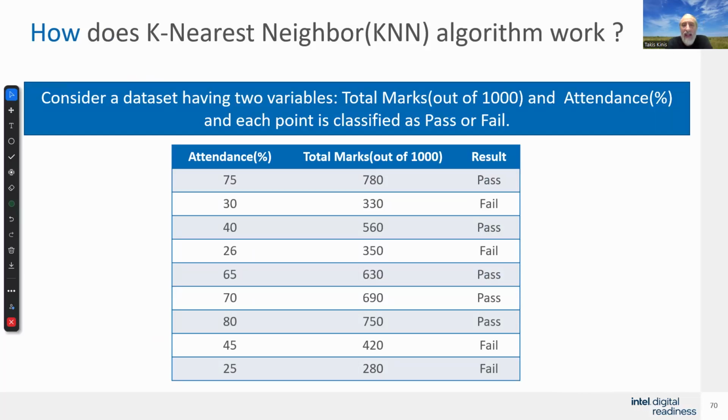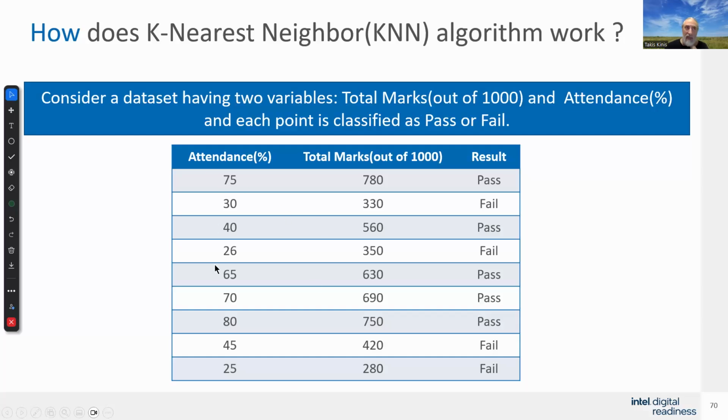It says, consider a data set having 2 variables, total marks out of 1,000 and attendance percentage, right? And then each one is classified as a pass or fail. This is kind of interesting. I don't know if these numbers are accurate, but I see it, right? When I look at a student who shows up every week, they tend to succeed at a much higher rate than those that don't. Well, you heard what you're supposed to do. You did the stuff, you went to class, et cetera. So that's really what we're looking at here.